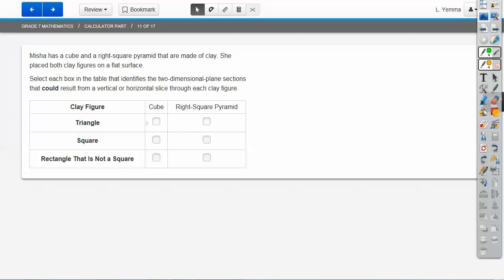In this problem, we have a clay figure. And this clay figure, I have two of them. I have a cube, and the cube looks like this. And you'll remember that the distinguishing characteristic of a cube is that all the side lengths are the same. Therefore, this face right here is going to be a square, as is all of the other faces. And then I also have my rectangular base, or square base pyramid.